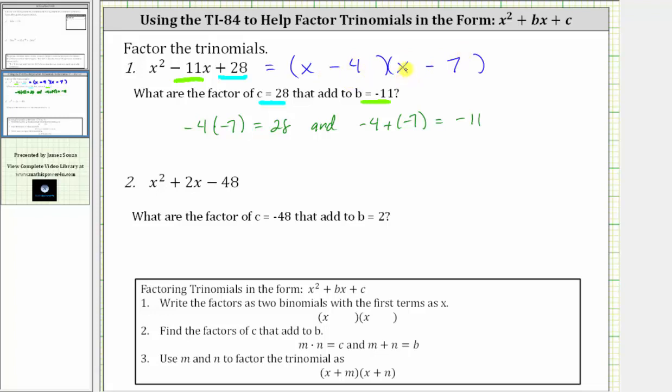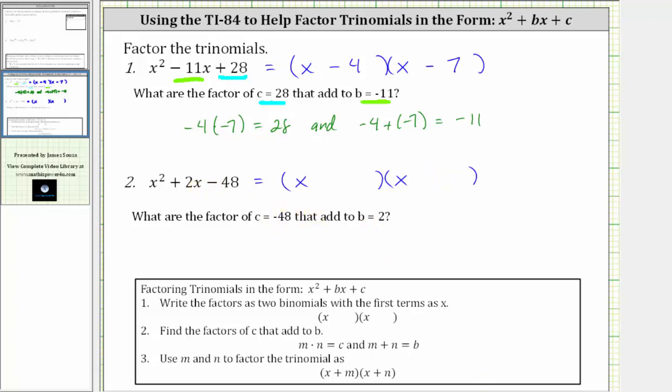For our second example, we're asked to factor x squared plus 2x minus 48. Again, if this does factor, it will factor into two binomial factors, where because the first term is x squared, which is equal to x times x, the first term in each binomial factor is x. And now to find the second terms of the binomial factors, we need to find the factors of c, which is negative 48, that add to b, which is positive 2.